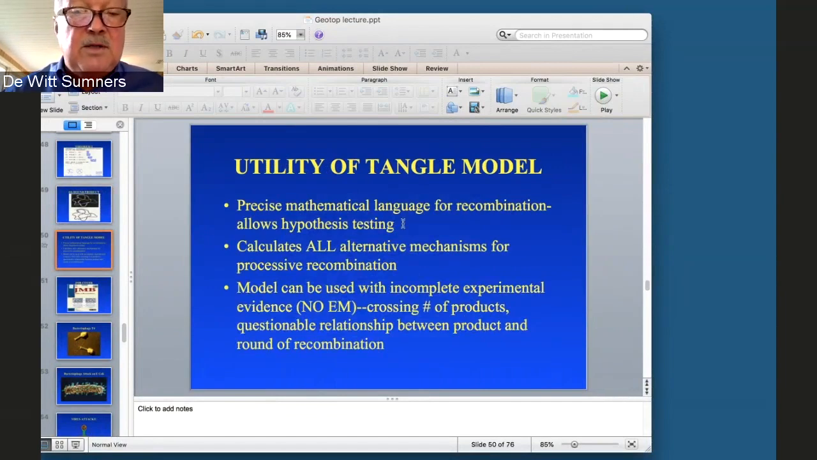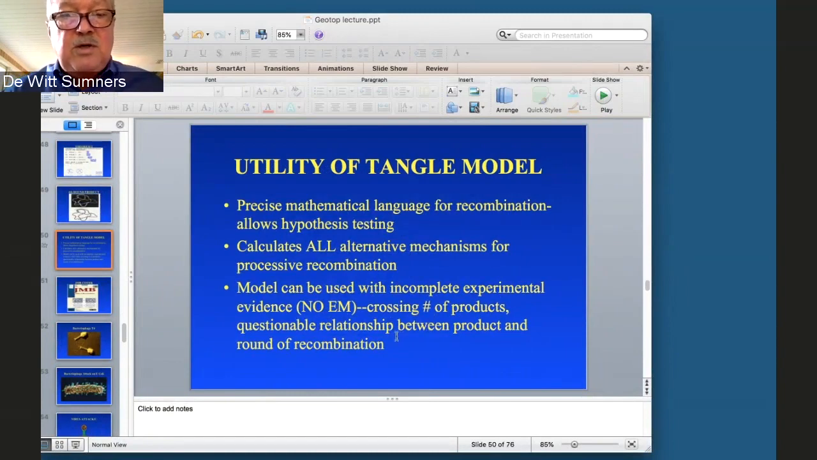So what does the tangle model do for you? It gives you a precise mathematical language for recombination. It allows hypothesis testing: what if this happens differently? It computes all the alternative mechanisms for this processive recombination when you have a single binding event between a protein and the DNA. But the best news is that it can be used with incomplete experimental evidence, where you don't do any electron microscopy at all, where you just know the crossing number for the products. Because for each crossing number, you have a finite number of possibilities, and you can just try them all out with the mathematics and see which ones work.